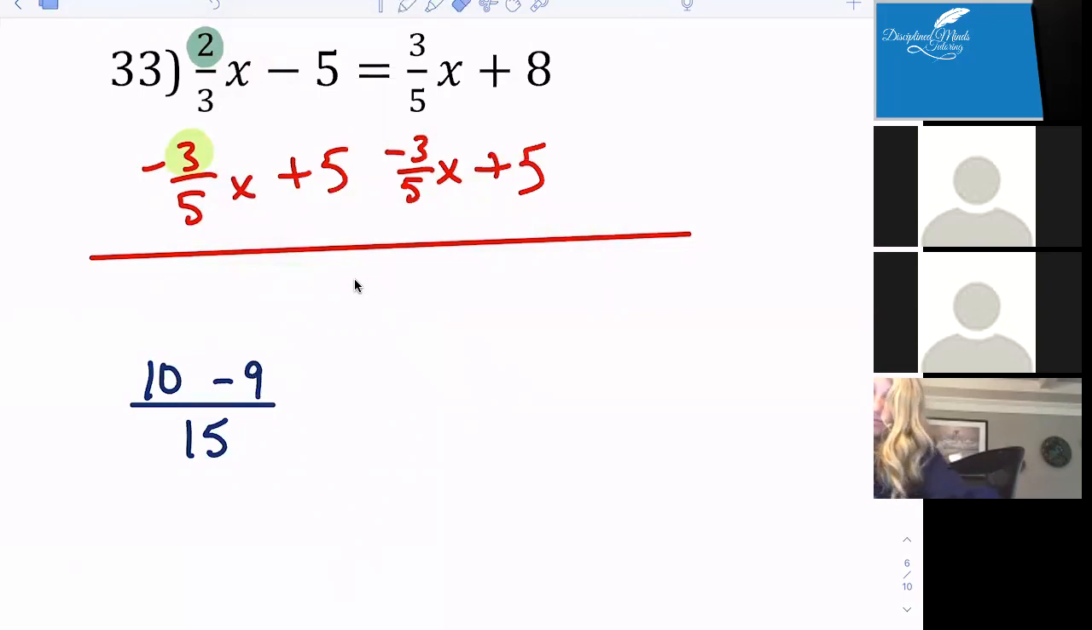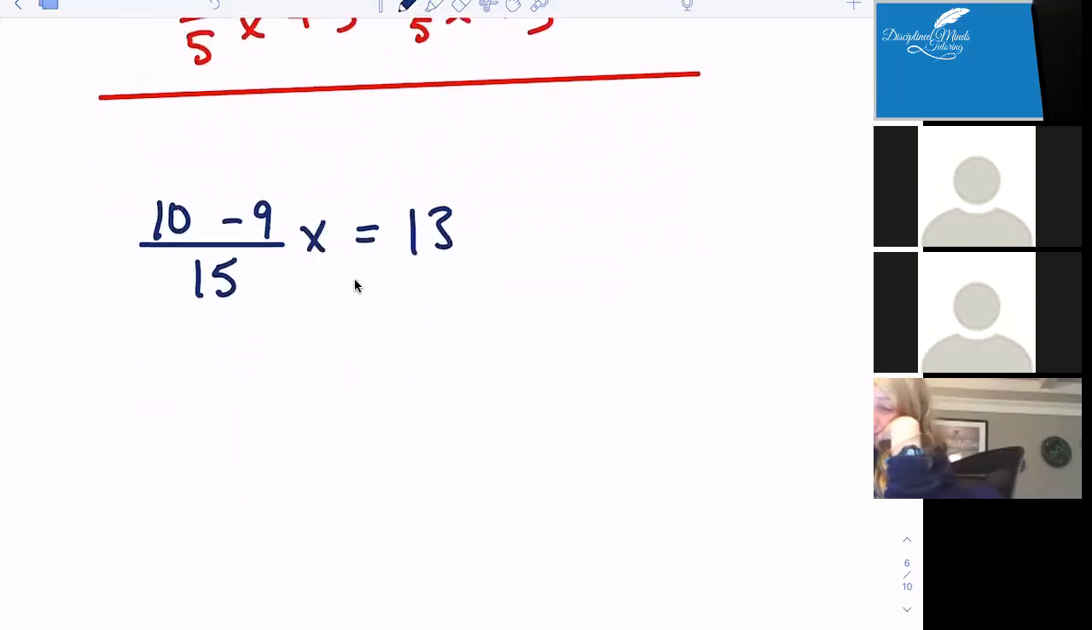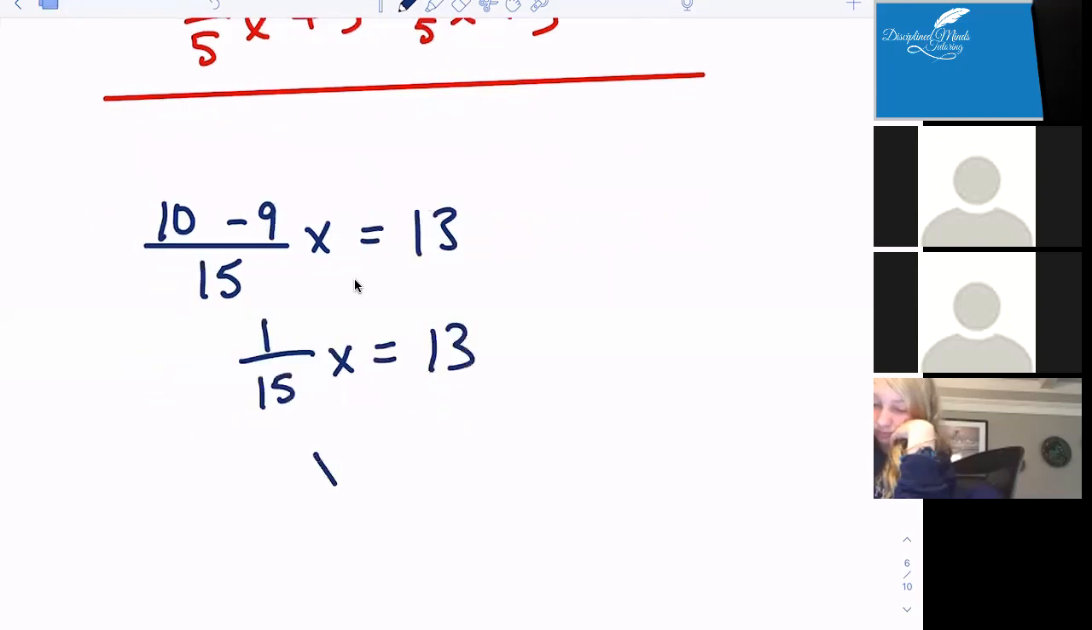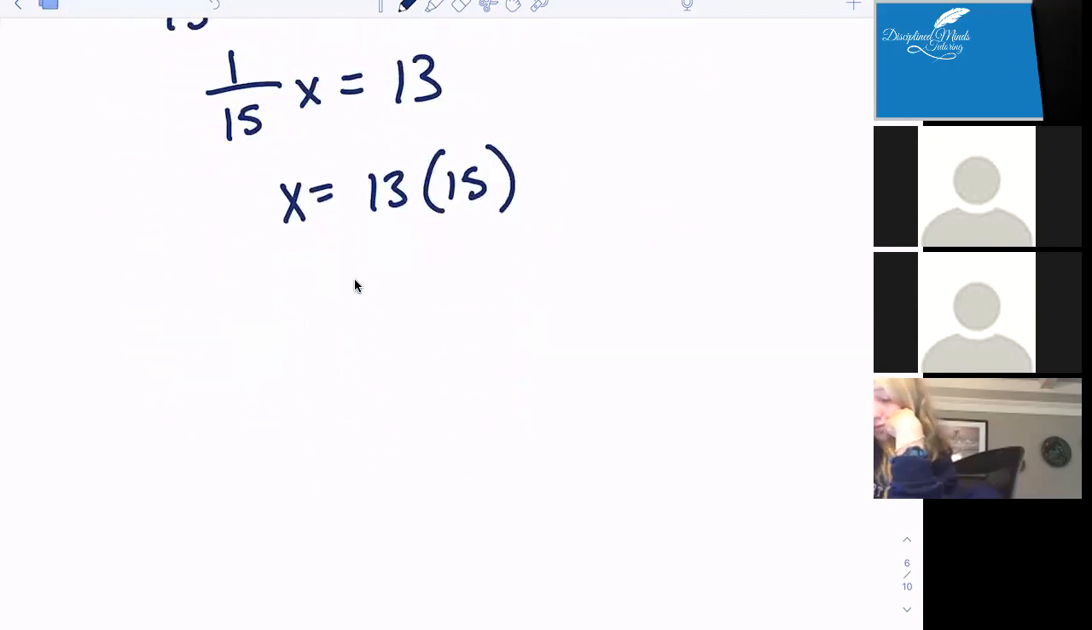Sorry, that's not supposed to be. And that equals 13, right? So now 1/15 x equals 13. So x is equal to 13 times 15, which is much more reasonable. Thank you. 195.